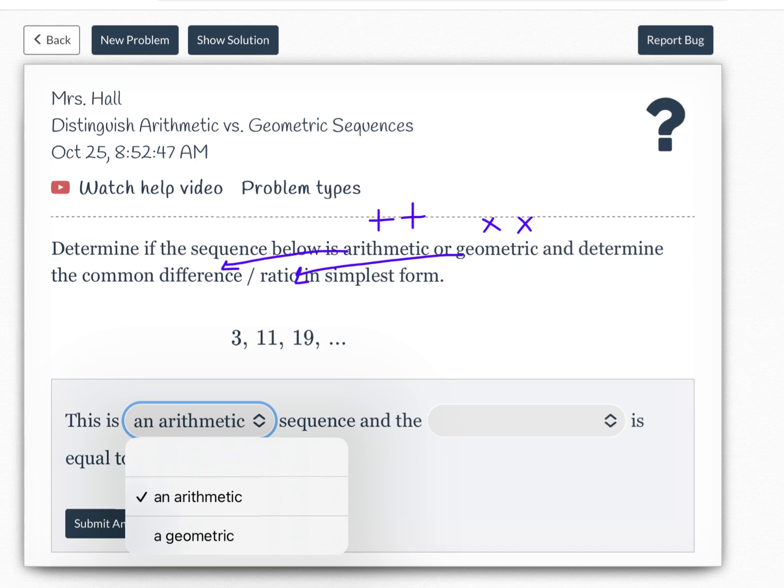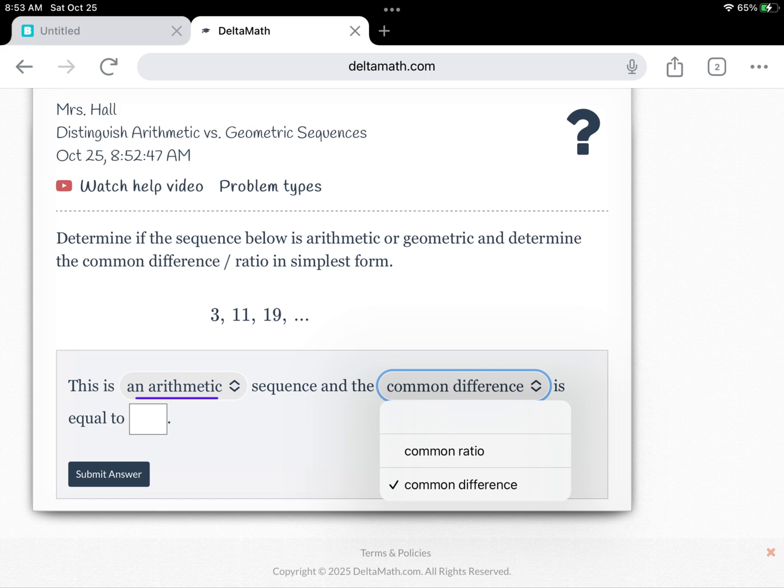So 3, let's see, plus 8 is 11. 11 plus 8. So this is addition, so I know it's arithmetic. If it's arithmetic, it has to be common difference. And then I figured out that it was adding 8, so I just put an 8 right here.